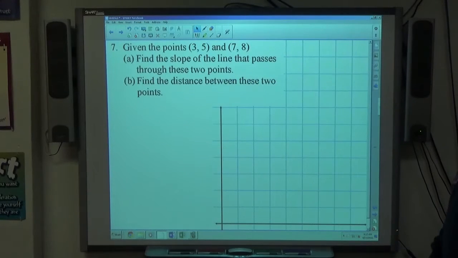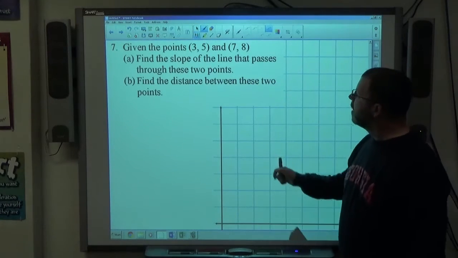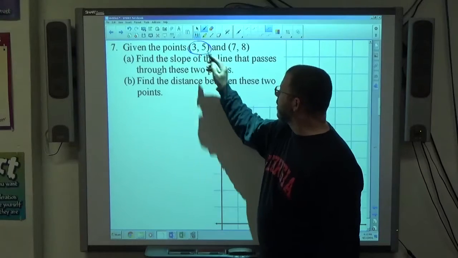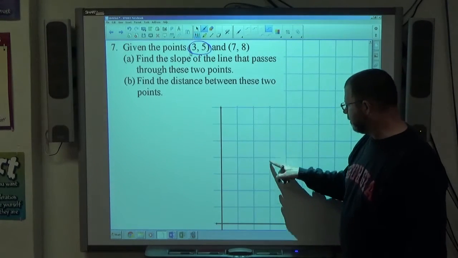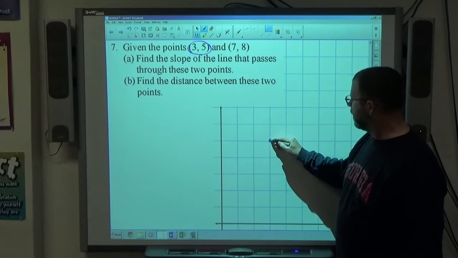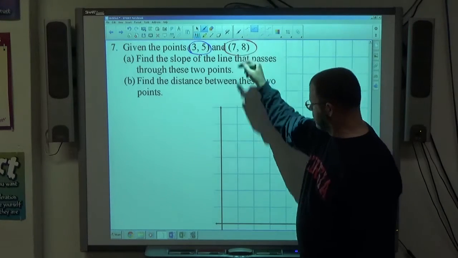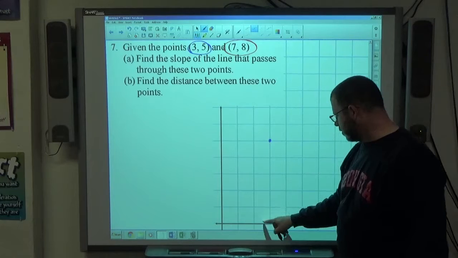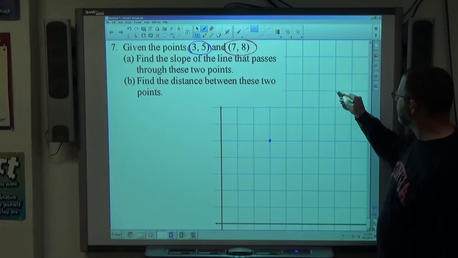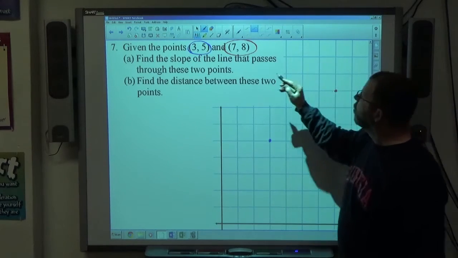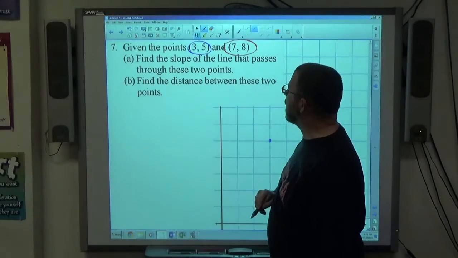Number 7, given the points (3, 5) and (7, 8). So I'm going to plot (3, 5) and (7, 8). Okay, question A says find the slope of the line that passes through these 2 points.